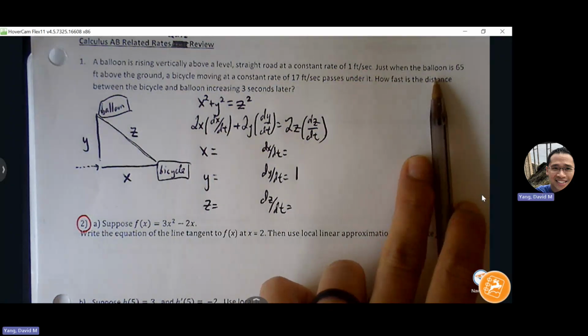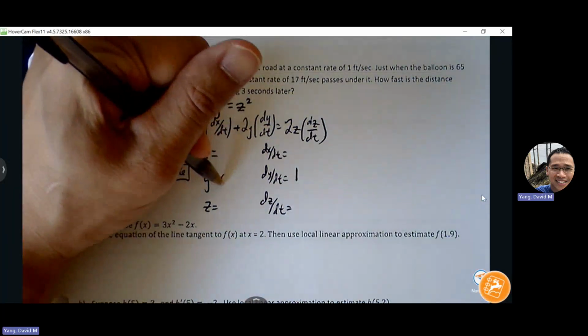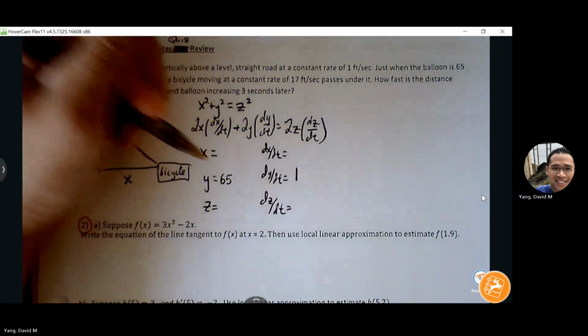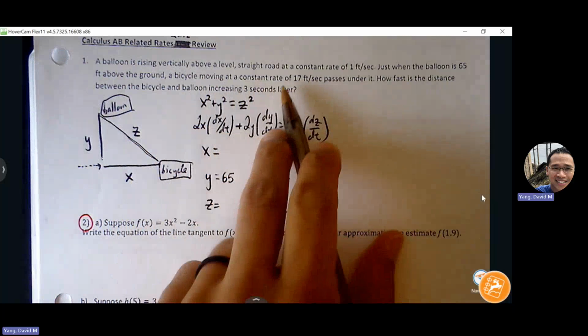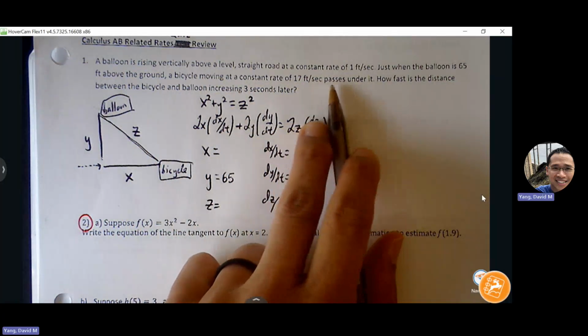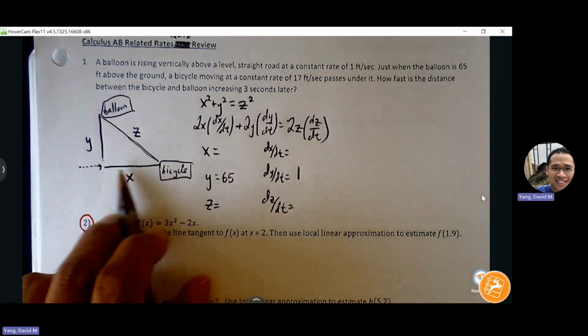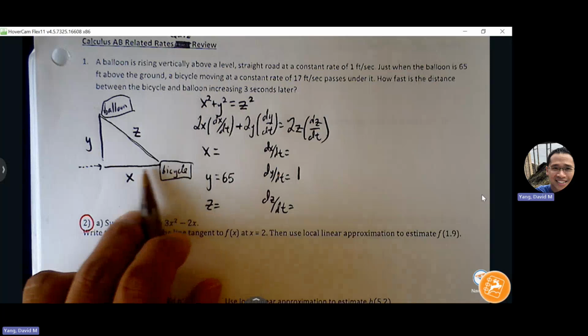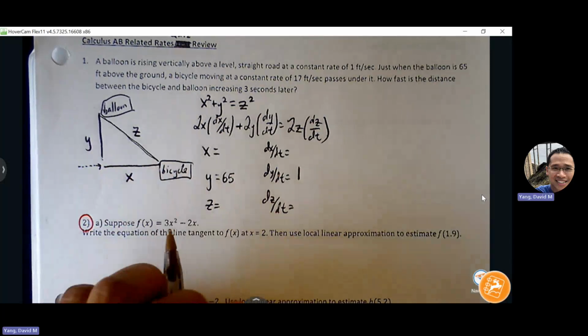Just when the balloon is 65 feet above the ground. Y, okay. Now I'm going to put 65 here. We may have to revisit this, but we'll put that there for now. Okay. A bicycle is moving at a constant rate of 17 feet per second. dx dt, positive or negative? Positive, right? That distance is increasing as he gets away from the balloon.